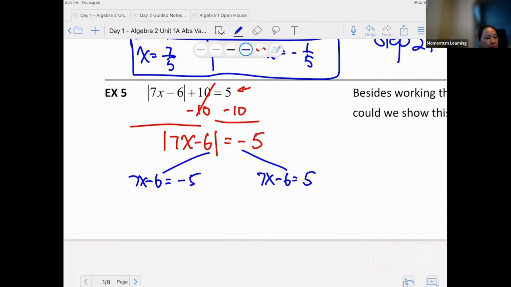I'm going to work out this one, and then I actually want to check, and I will show you how to check your answer. So to isolate x, you add 6, add a 6. So 7x equals 1, and then x equals 1 over 7, because I did receive some of these answers.